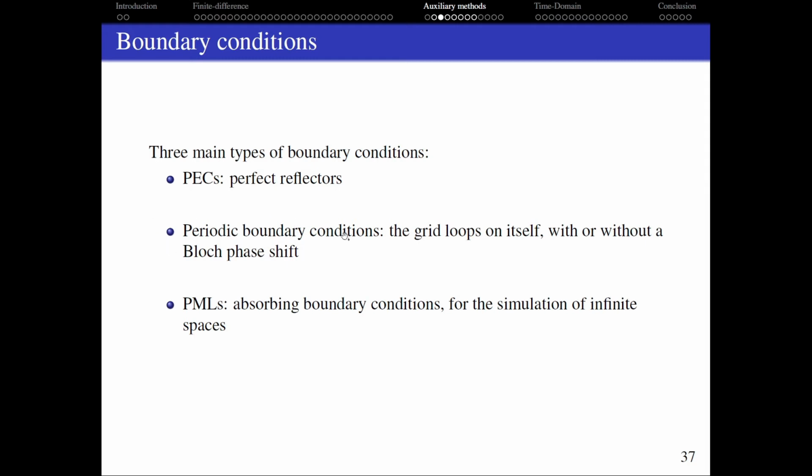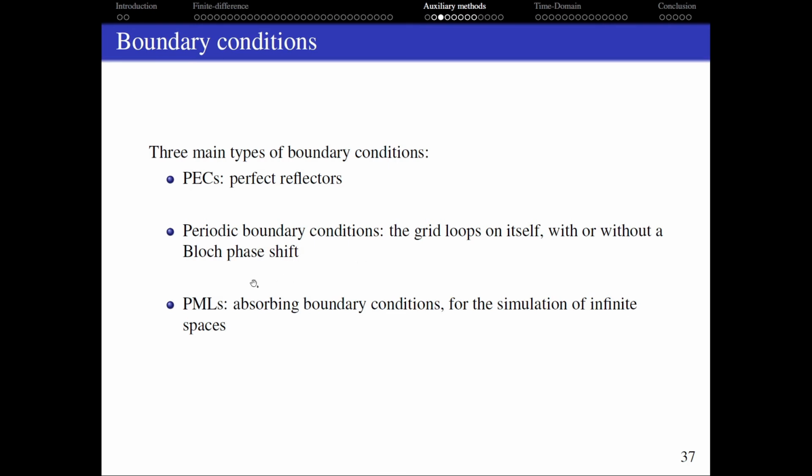We have the periodic boundary conditions. In this case, we say that one side of the grid is connected to the other side of the grid, and this can come with a phase shift or not. And that implies that when the field goes into one side of the grid at the very edge, it comes back on the other side.